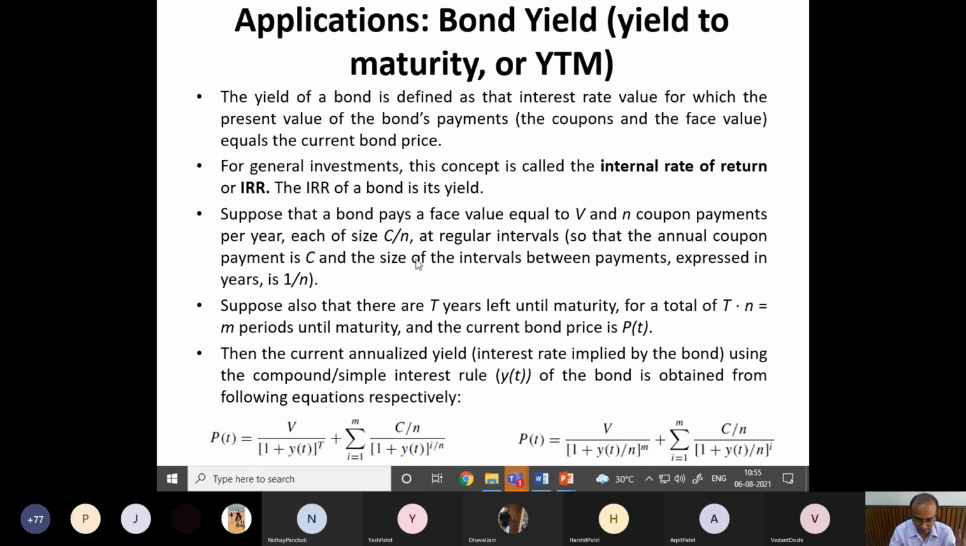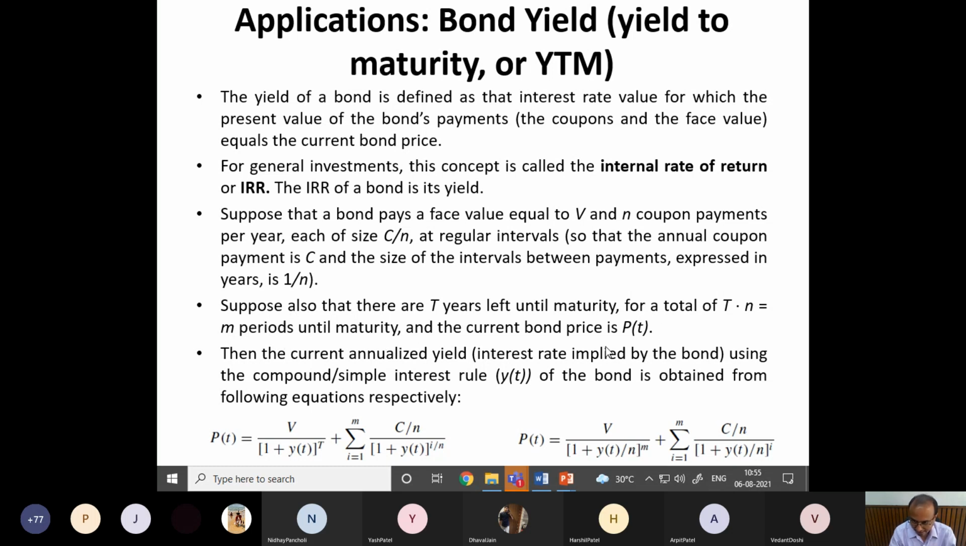There are N coupons per year, and my investment horizon is capital T years, and the bond maturity is up to capital T years. So how many coupons in total am I getting? Capital T, the number of years, times N, the number of coupons per year. So T times N, let's say capital M, is the number of periods. This is very important, the number of periods. Until maturity, I have capital M periods.